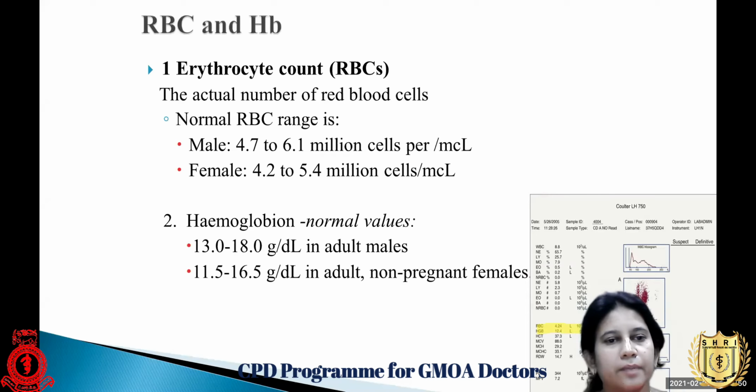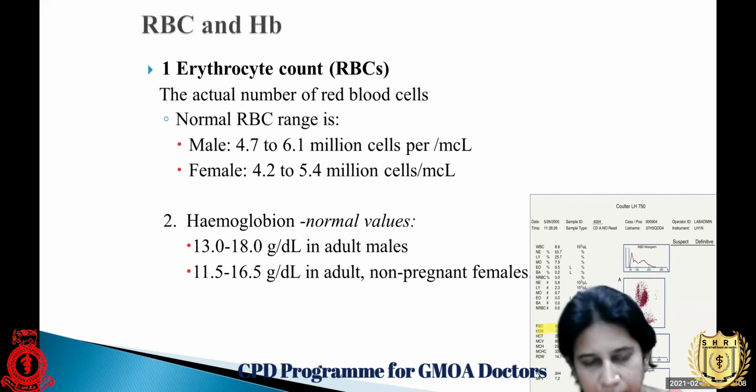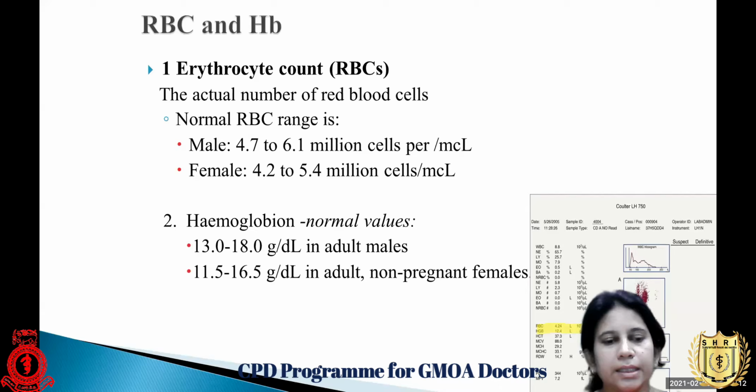Okay, we move to the RBC and hemoglobin. You have to have some idea about RBC count and hemoglobin. In your report, you have a very wide range of RBC count and hemoglobin normal values. So for hemoglobin, the normal values are 13 to 18 for males and 11.5 to 16.5 for females.